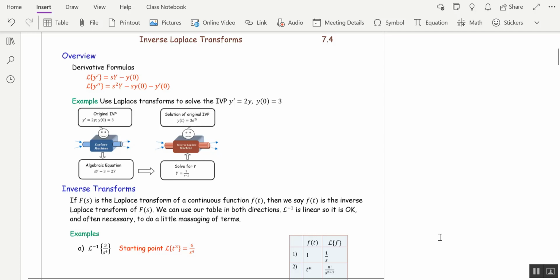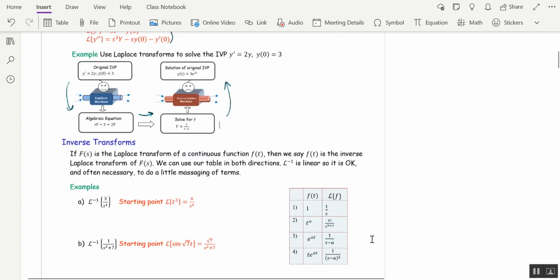Welcome to section 7.4. The derivative formulas, 19 and 20, are the formulas we covered last time. And here's an overview of where we are. We've learned how to take the Laplace transform of a differential equation. Now we can solve for y. And today what we're going to do is work on going backwards. And then in the next section, we'll put it all together and solve some differential equations. So let's work on inverse transforms.